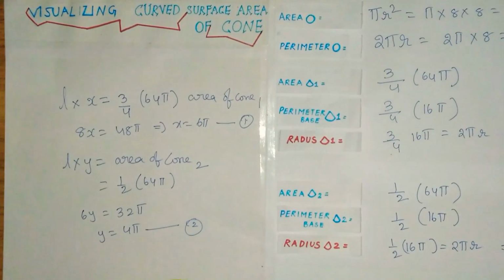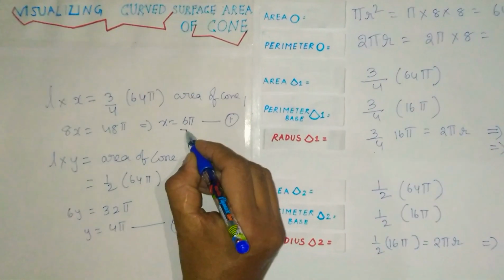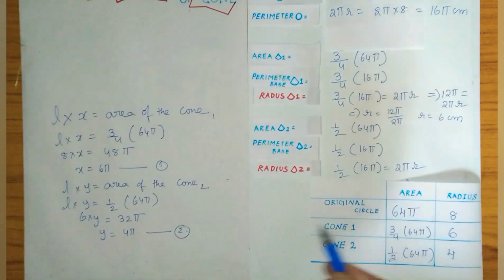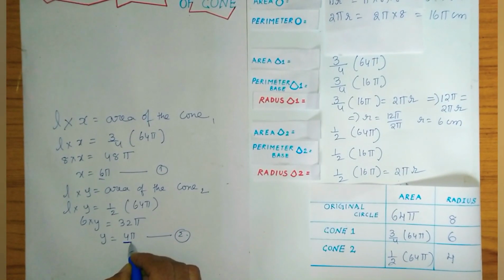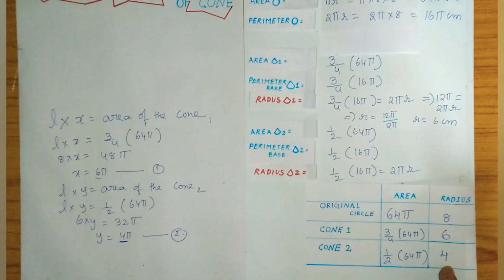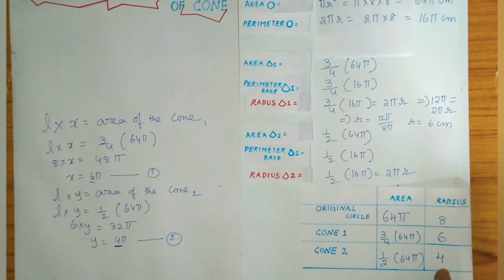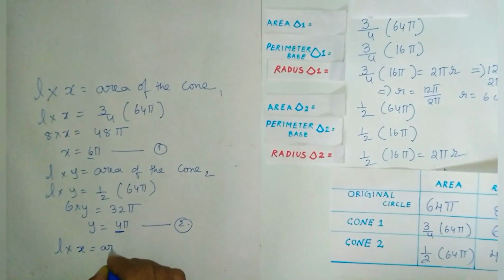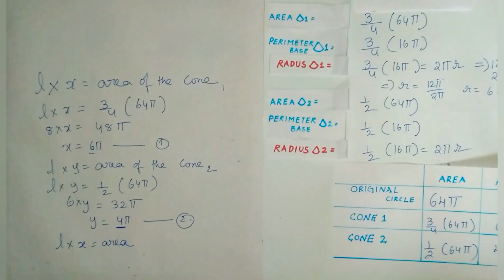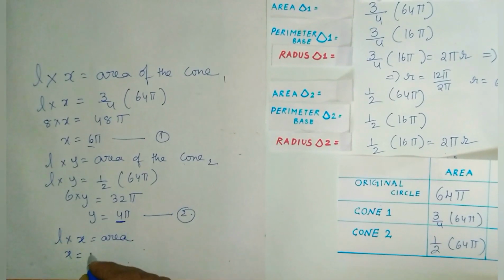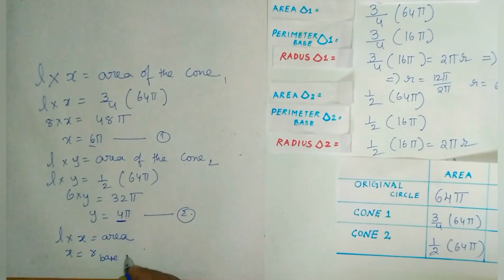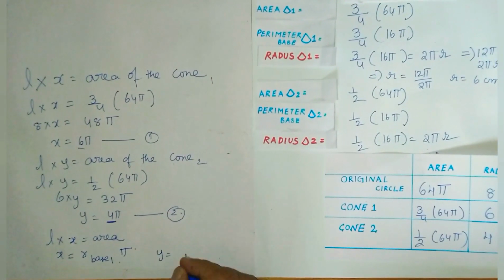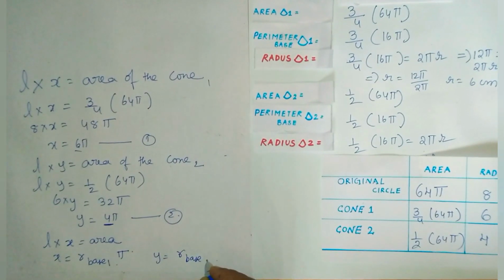We observe that this is nothing but the radius of the base of cone 1, and this is nothing but the radius of the base of cone 2. According to our general formula, slant height into variable x equals area. We have seen that here x equals radius of base 1 into pi, and similarly y equals radius of base 2 into pi.